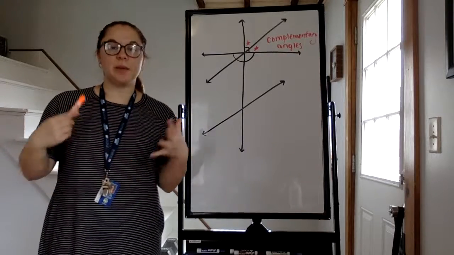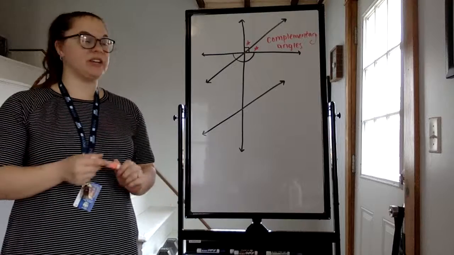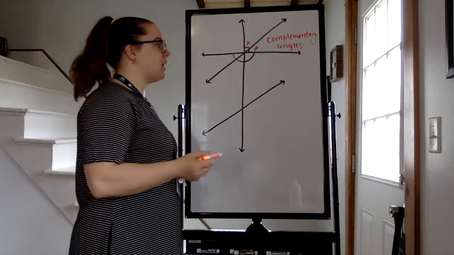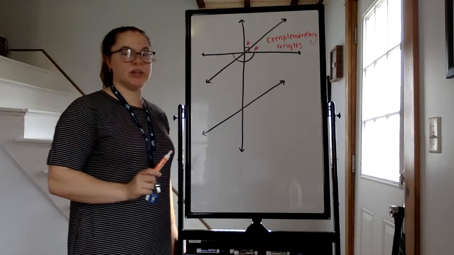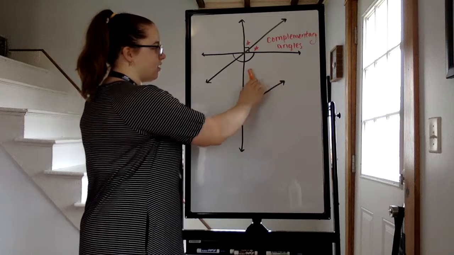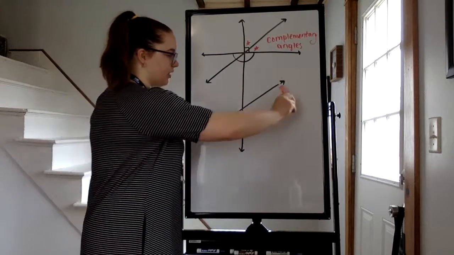Next, we're going to look for some supplementary angles. These are angles that add up to 180 degrees. So we know that we're looking for a straight line. We've got a few examples of a straight line here. We have this one, where all of these add up to 180 degrees, but we also have this straight line.